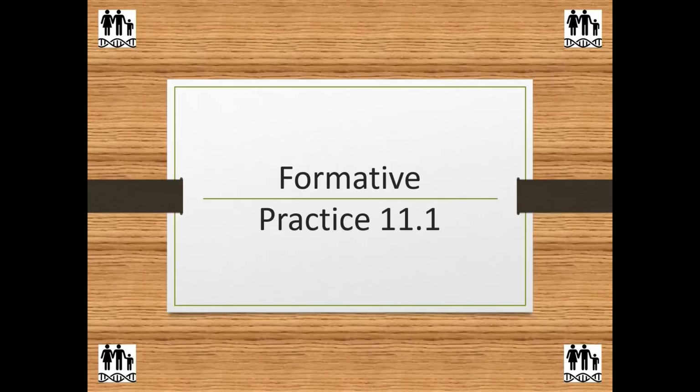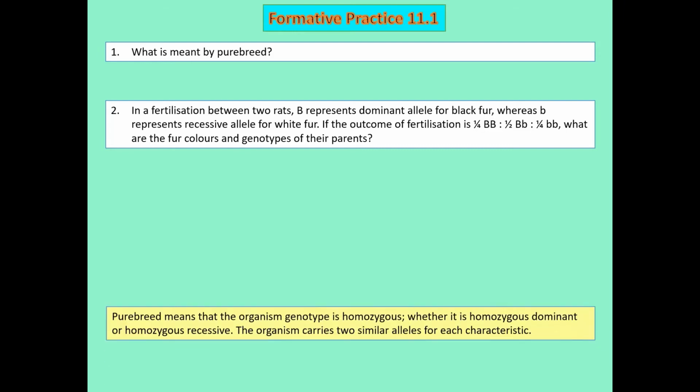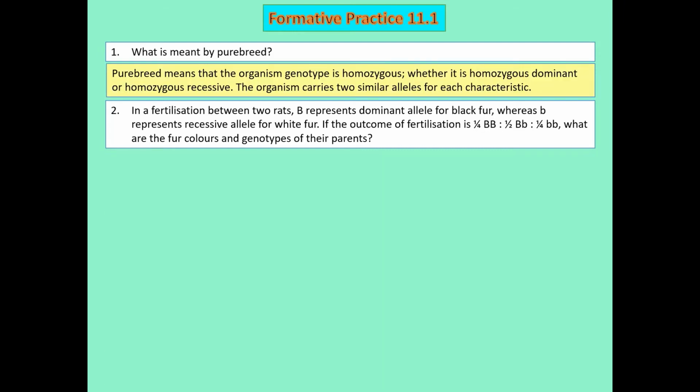Formative practice 11.1. This is the questions. What is meant by pure breed? Pure breed means that the organism's genotype is homozygous, whether it is homozygous dominance or homozygous recessive. The organism carry two similar alleles for each characteristics.